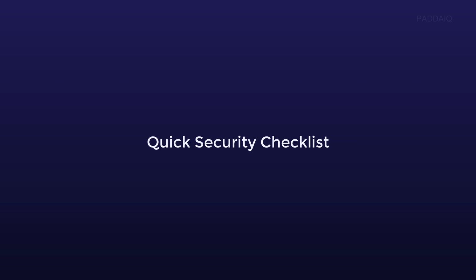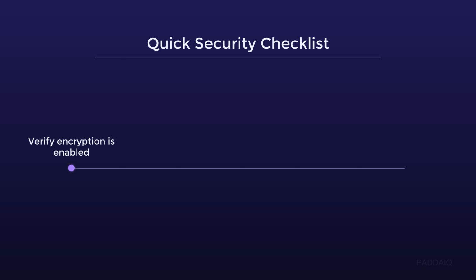Your essential security checklist for rapid deployment. Verify encryption is enabled. This means ensuring that any data stored or transmitted is converted into a secret code to prevent unauthorized access. For instance, when saving customer information in a database, encryption scrambles this data so only authorized users with the key can read it. Always confirm this setting is active to protect your sensitive information from potential breaches.